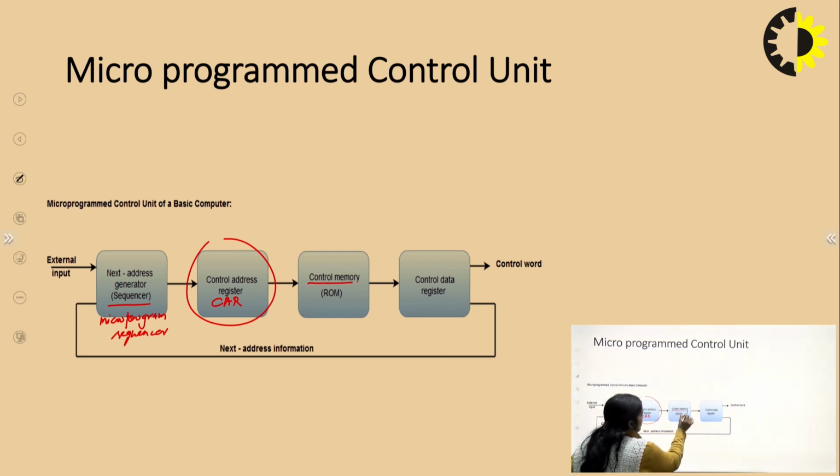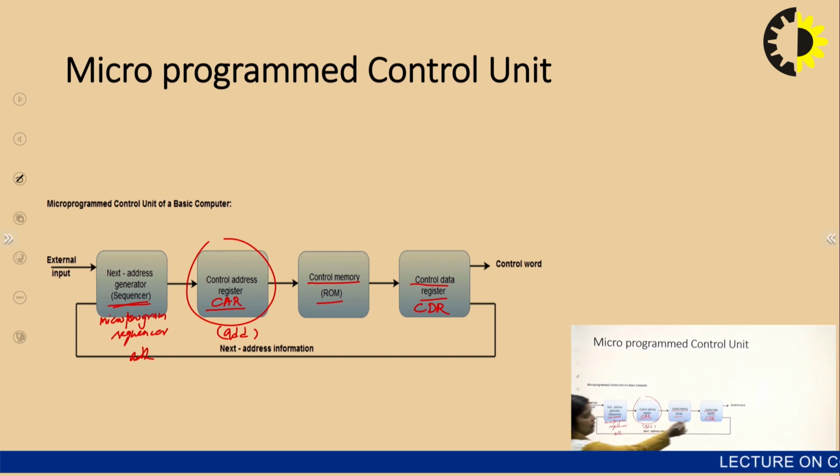And there is also a control memory. Control memory contains all the data information which is coming from the control address register. And there is a control data register, also called CDR. This control data register contains the data or information. The CAR and the microprogram sequencer always contain the addresses. But the control data register contains the data or information.